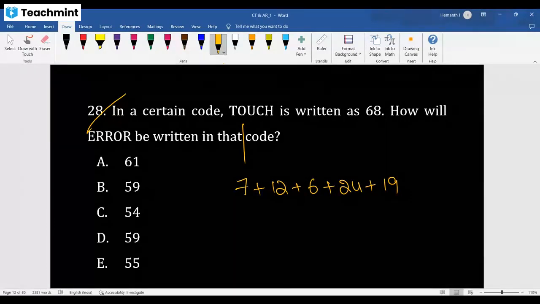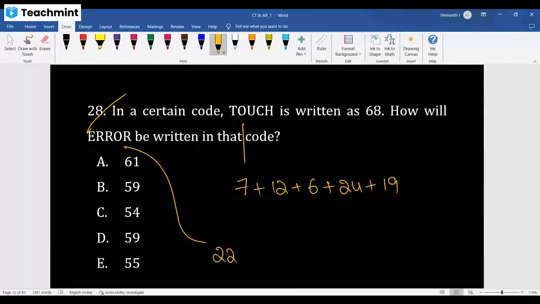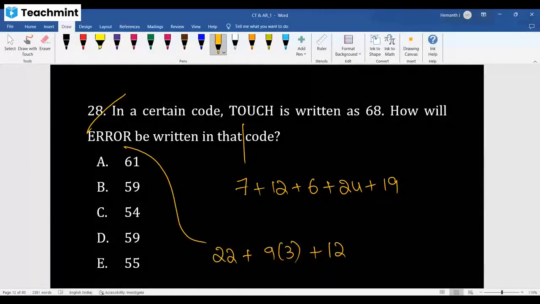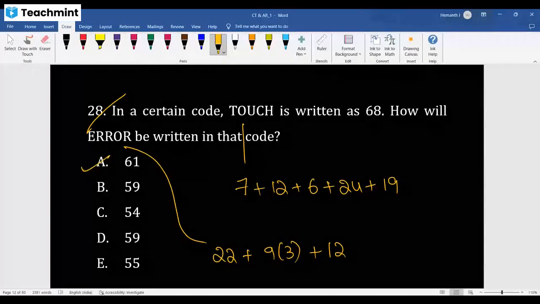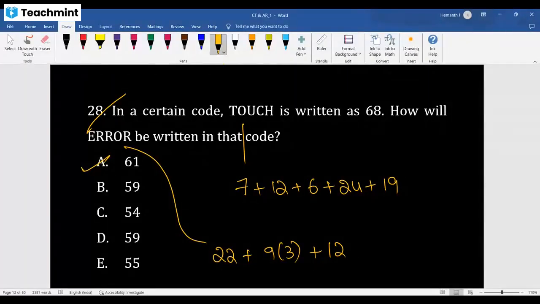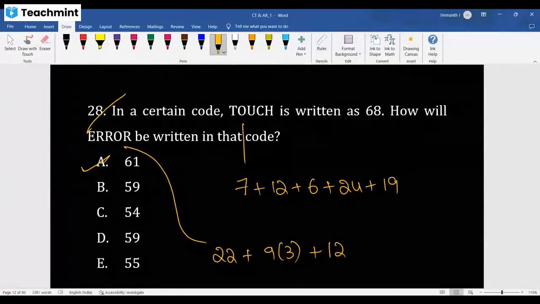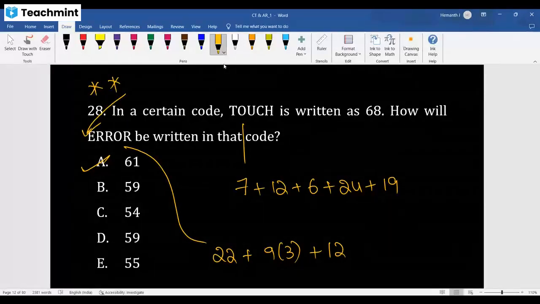So, error reverse code. E reverse code is 22. R reverse code is 9. 9 is there 3 times. O reverse code is 12. So 27 and 12 is 39 plus 22 will give 61. Reverse code logic, see, this is it. When you discuss more and more questions from coding and decoding, definitely we can find some updates here.